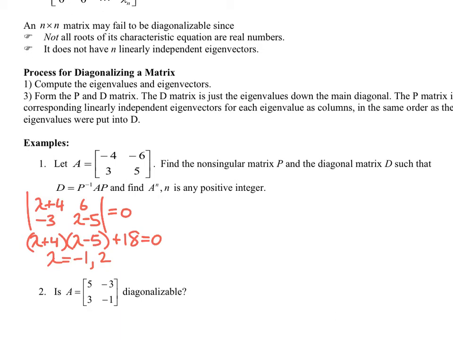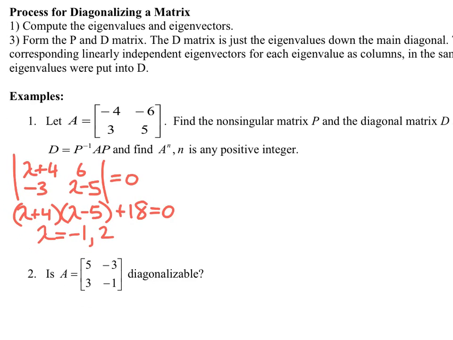So I can immediately state what my D matrix is going to be, my diagonalized matrix. It's going to have a -1 and a 2 down the main diagonal. D for diagonal, all right? But what this is telling me indirectly is I've got to find the eigenvectors. Step 1 told me to find the eigenvectors.